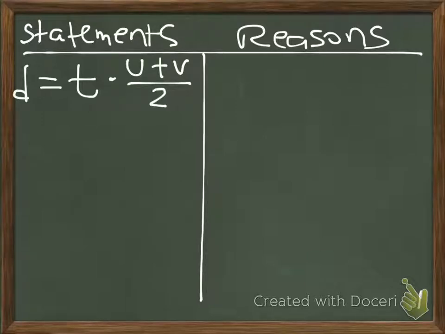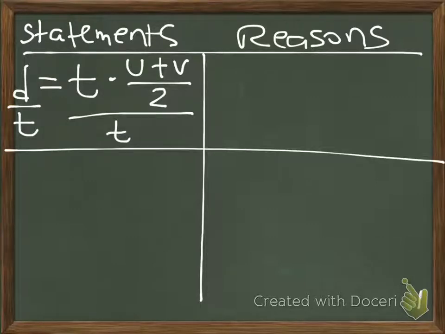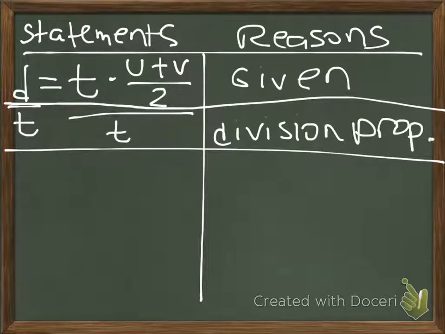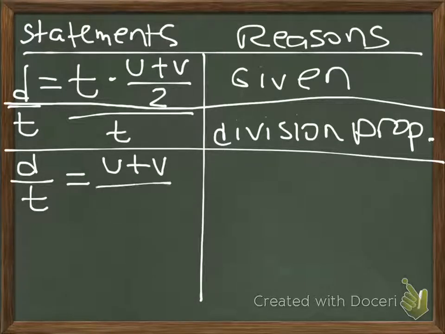So our goal here is to try and get u by itself because we want our equation to be equal to u. So the first thing I'm going to do is focus on the side with the u. I'm going to want to divide by t first because it's t times (u plus v) over 2. So if I'm going to divide by t, doing that on both sides, I'm going to put a line in between here because this was our given. Now we're dividing, so this is division property of equality. And we get d over t equals (u plus v) over 2.